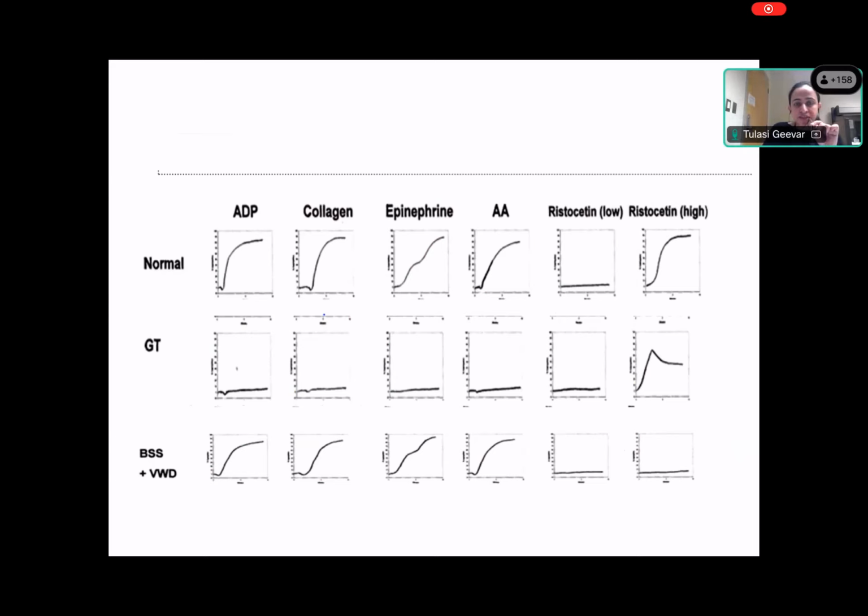The most classical pattern is seen in Glanzmann's thrombasthenia, where you see an absent response with all physiological agonists, and you see a response only with ristocetin. I would not call it a normal response. You see an aggregation followed by disaggregation in Glanzmann's thrombasthenia with ristocetin alone, and an absent response with the other agonists. While the reverse pattern is seen with Bernard-Soulier syndrome, where you see an aggregation pattern with the other agonists, but an absent response with ristocetin.